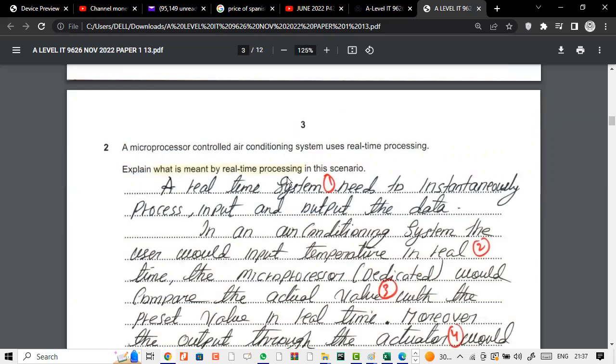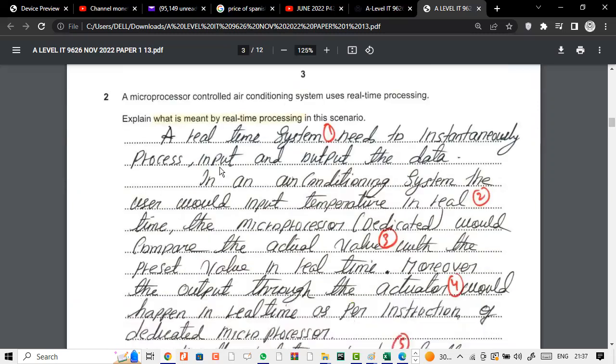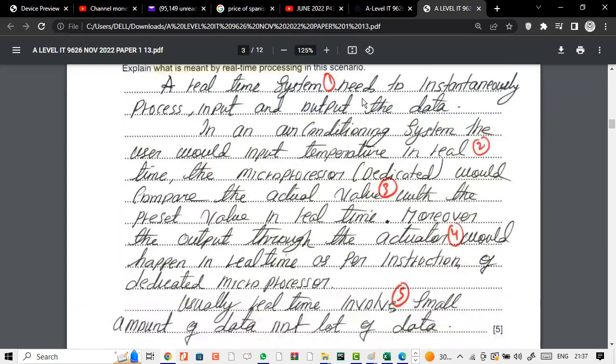A microprocessor-controlled air-conditioned system uses real-time processing. Explain what is meant by real-time processing in this scenario. So relating this scenario, we have to explain what is meant by real-time processing. A real-time system needs to instantaneously process input and output data. That's a very important point. It has to be instant.